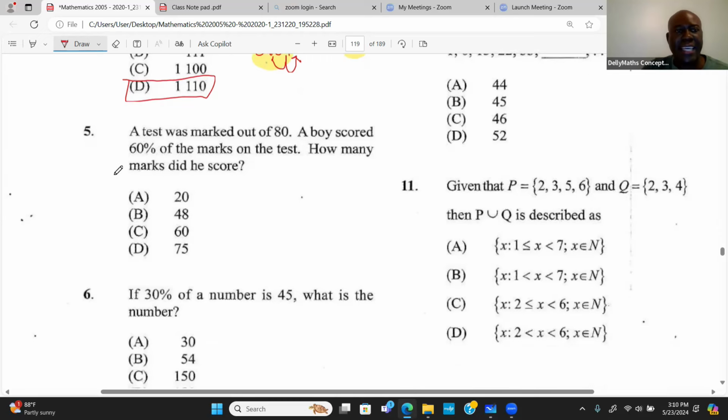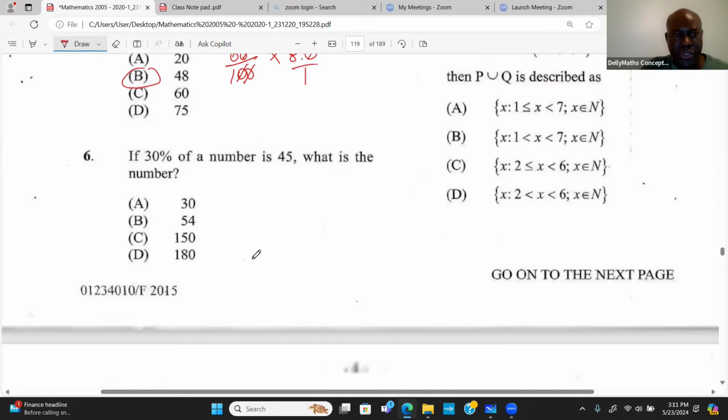So number five says, a test marked out of 80, a boy scored 60% of the marks on the test. How many marks did he get? So what we want to do is just find 60% of 80. So cancel zeros, they're canceling. This zero cancels that. So we're left with 6 times 8, which is going to give us 48. So our answer is B for number five. All right, let's take a look at number six.